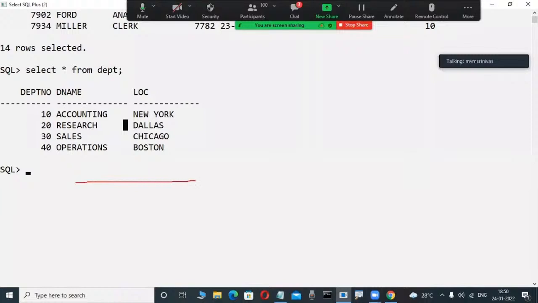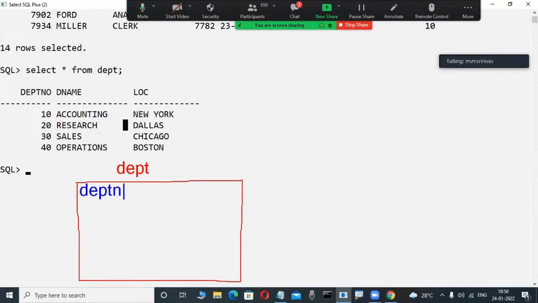Now check it out. How do we give the guarantee that this is a master and this is a child? Means there is a simple technique. Suppose this is a DEPT table, Oracle Corporation giving. In this DEPT table, 3 columns are there: DEPT number, D name, and location. Okay, fine. Slowly observe here. These are the 3 columns available.